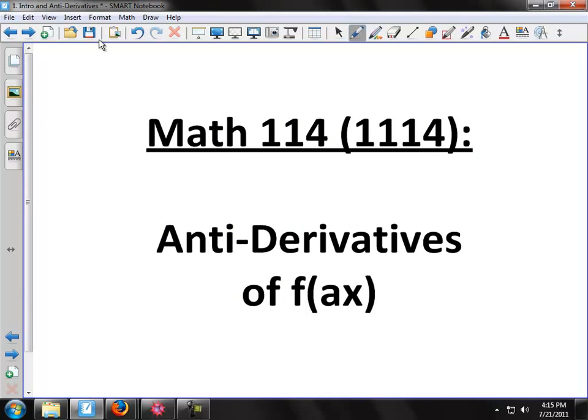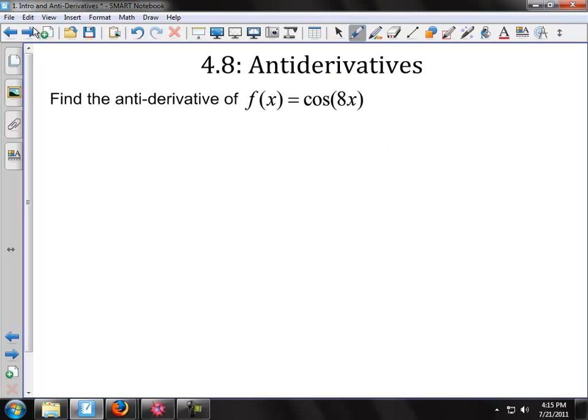Okay, so now we want to talk about the part that's new, that you may not have seen before: finding antiderivatives of f of a times x, where a is some constant. All right, so what if we want to find something like the antiderivative of cosine of 8x? So we might think that it might be sine of 8x.